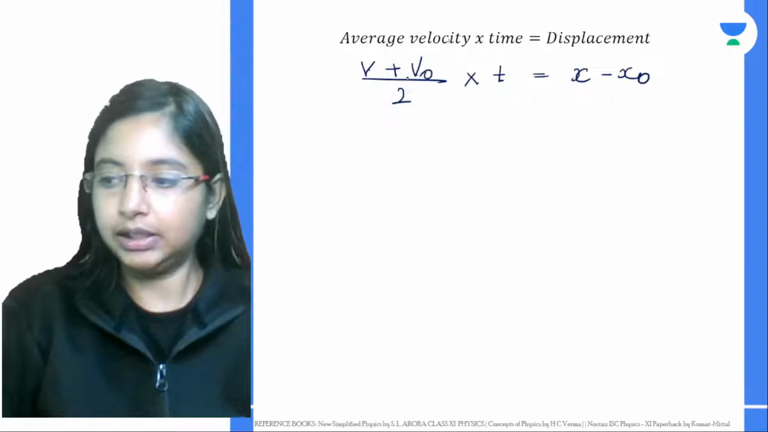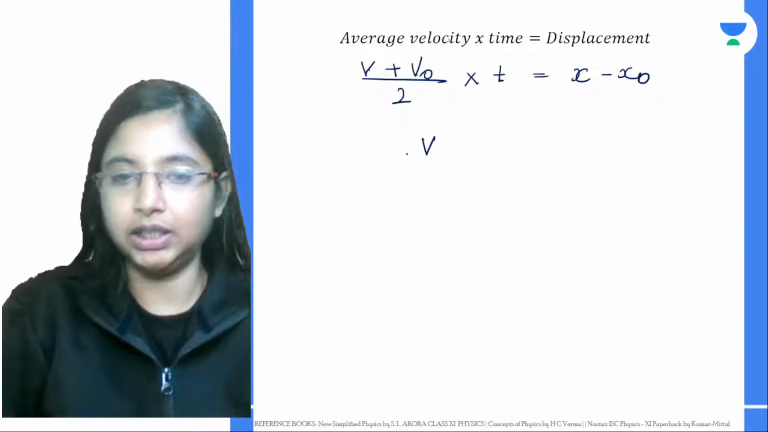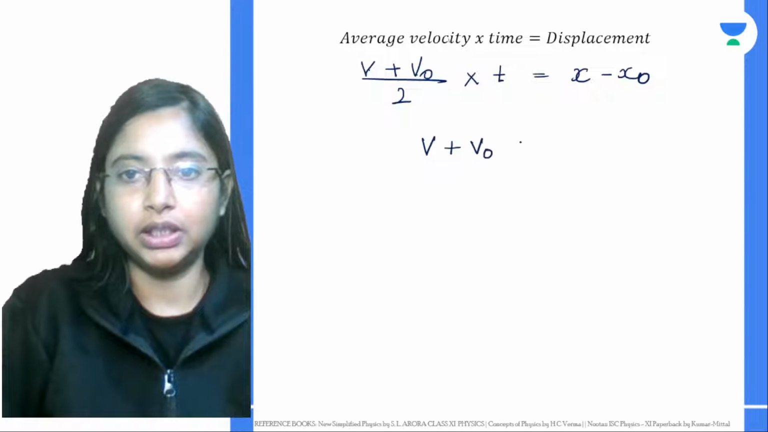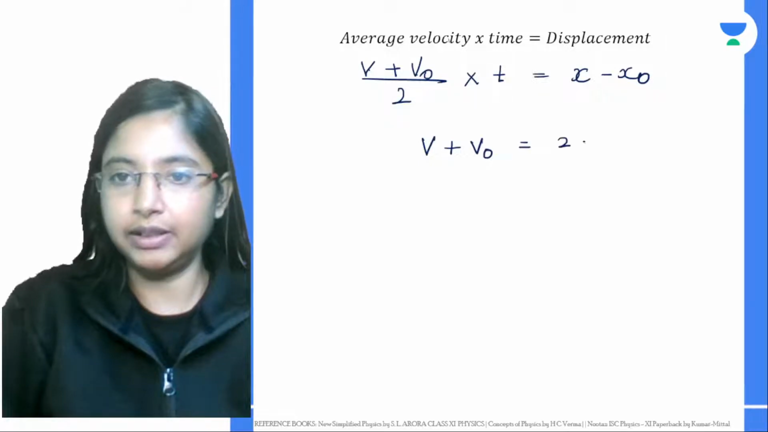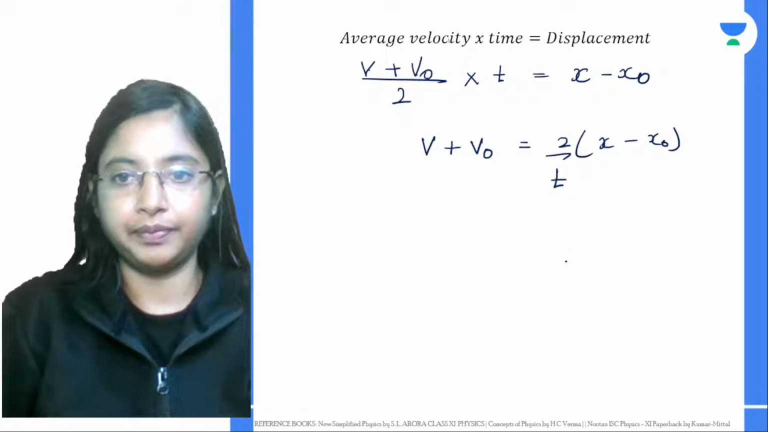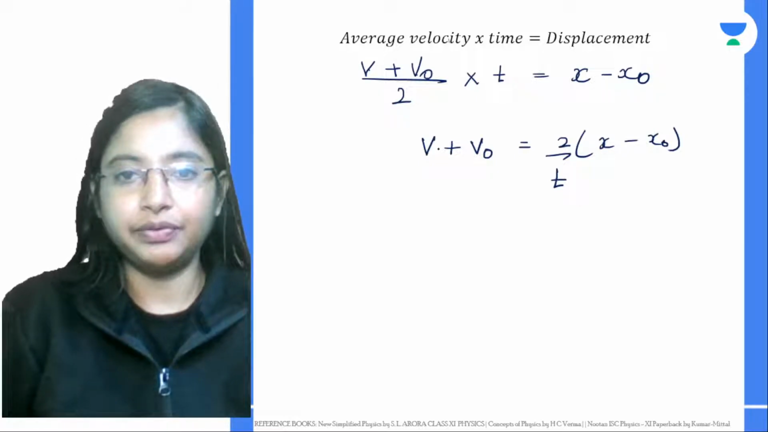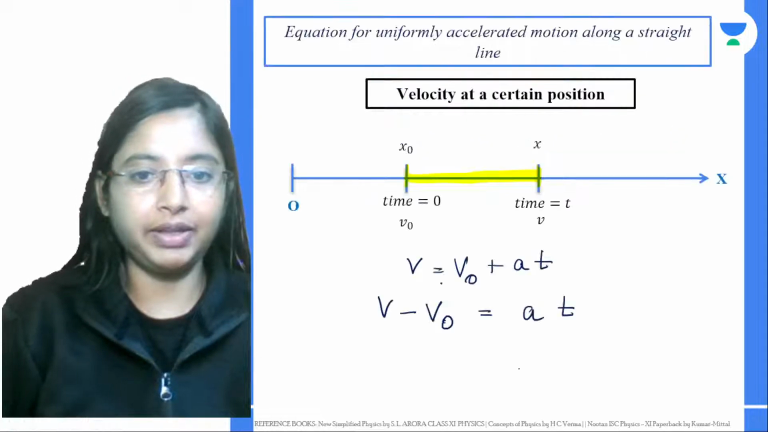Now, from here we can see that v plus v naught is equal to 2 into x minus x naught, and let's say I'm bringing the t down here. Now you have an equation which has v plus v naught equal to 2 by t into x minus x naught.